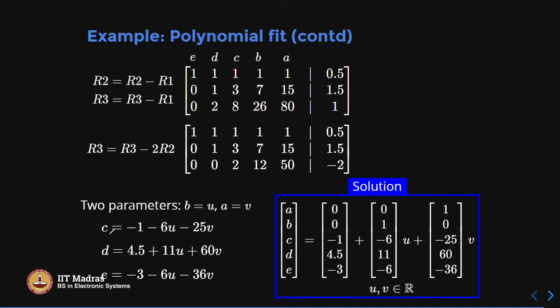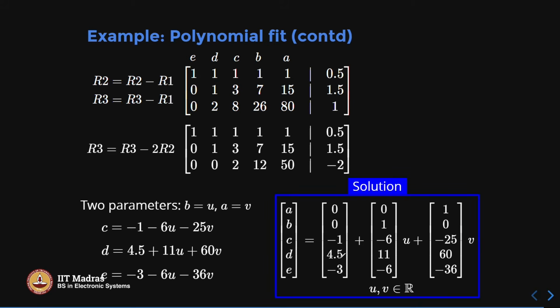On the other hand, if you look at C, there is a constant value of -1 that shows up here. There is a value that multiplies u, -6, that shows up here. And there is a value that multiplies v, -25, that shows up here. So you see C is -1, -6u, -25v. We're rewriting the same thing here. It's nothing different except that it's written in vector form.